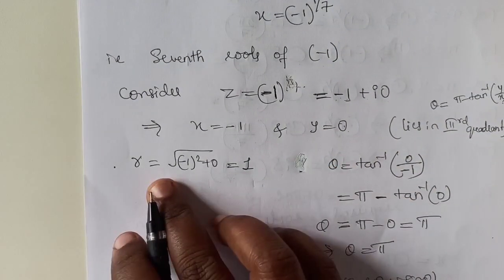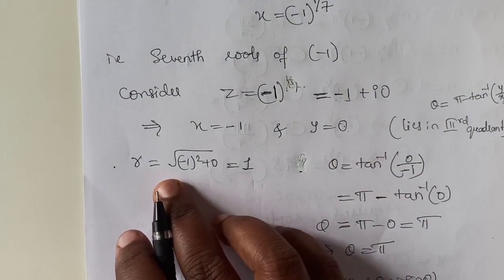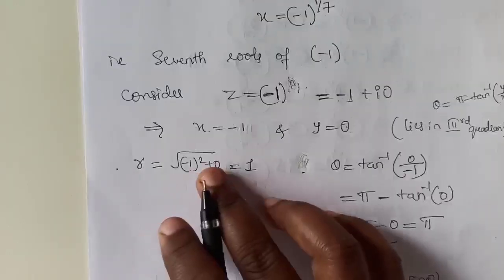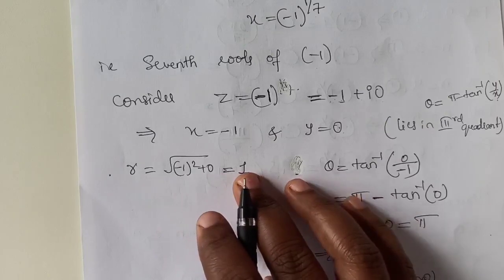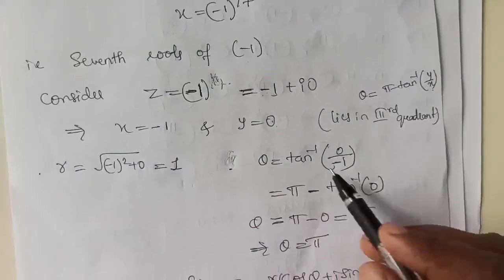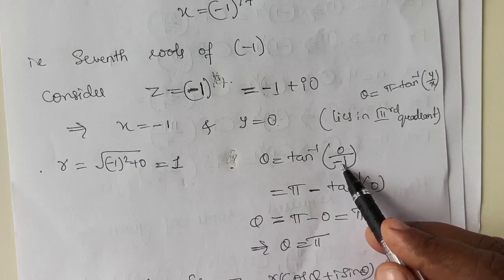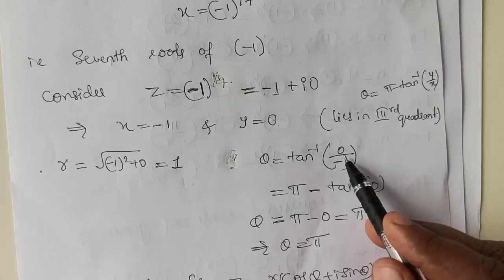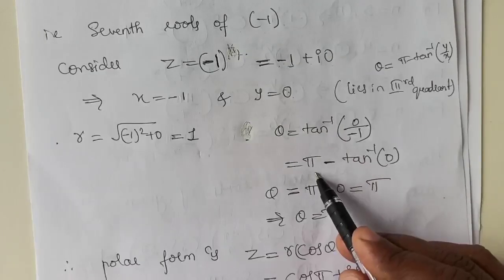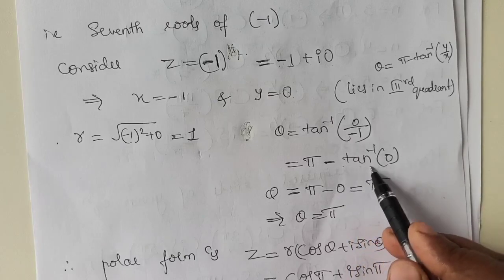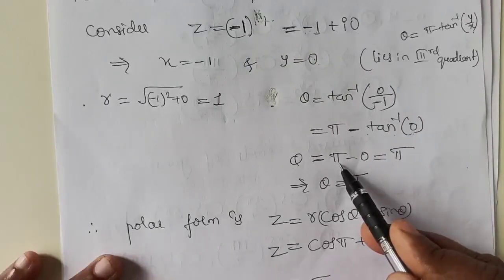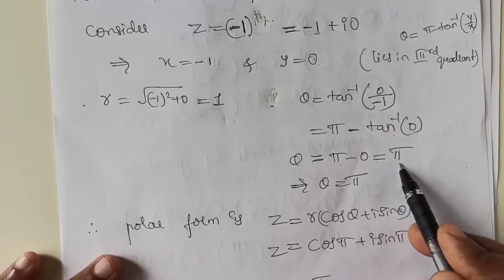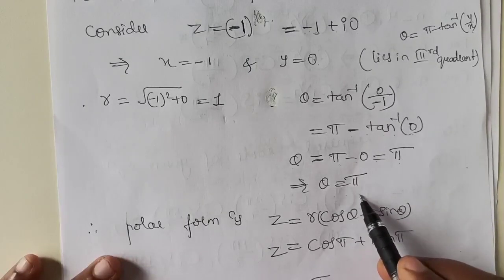Now, we calculate the r value. The r value is the square root of minus 1 squared plus 0, which is equal to 1. And the theta value is tan inverse of 0 by minus 1. Since it lies in the third quadrant, it can be considered as pi minus tan inverse of y by x, which is equal to 0. So that is pi minus 0 equals pi. Theta value is equal to pi.